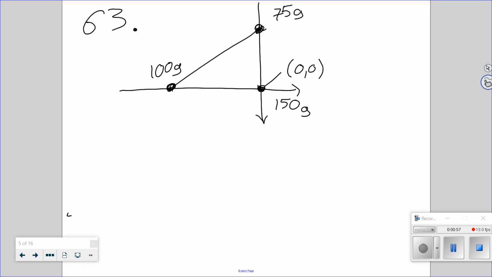In centimeters, make sure we know exactly where everything is. So this would be the point minus 4, 0, and this would be the point 0, 3, and 0, 0. Okay, drum roll please.